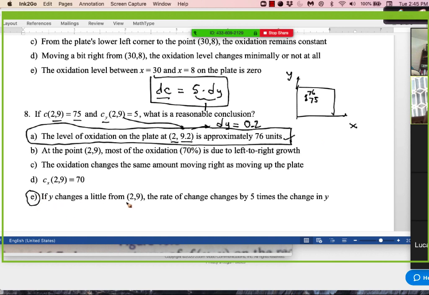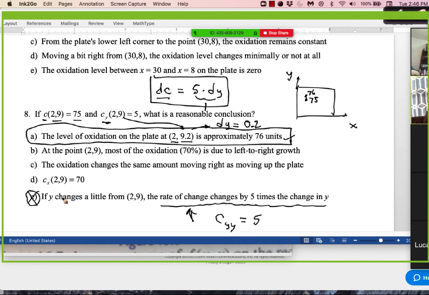So if y changes a little from 9, the rate of change changes by 5 times as much. That's not right because the rate of change tells us how the original function value changes. So the rate of change changing, this would be like Cyy. It'd be like the second derivative would tell us how the rate of change changes. But the first derivative tells us how function values change, or in this case, just the plain old oxidation. So this idea of how much the rate of change changes, well, that would be if Cyy, the second derivative, was 5. So that's not right.